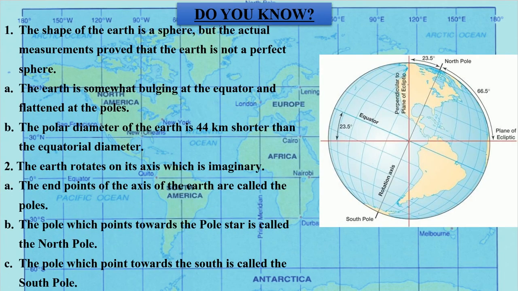As you can see, here is a picture showing our planet Earth, and the shape of the Earth is a sphere. The most convincing proof about the shape of the Earth has been given by the photographs taken by the astronauts and the orbiting satellites. The shape of the Earth is like a sphere. But the actual measurements proved that Earth is not a perfect sphere.